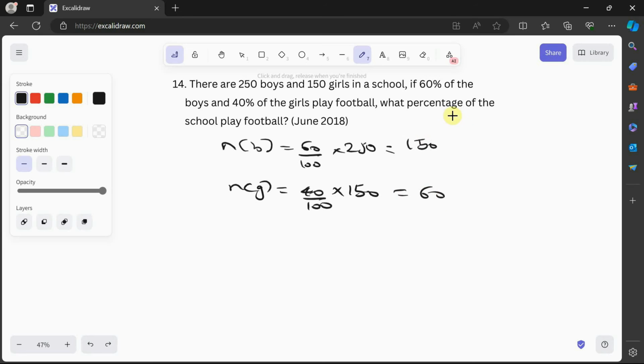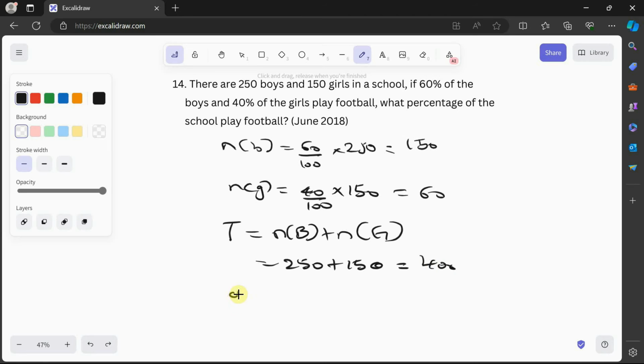So because we want to find the percent of students that play football, we need to find the total number of students. T is what? Total number of boys. So let me just put capital letter B so that you know that one's total number of boys, total number of girls. The boys in the school are 250. The girls in the school are 150. So 250 plus 150, that will give you 400.